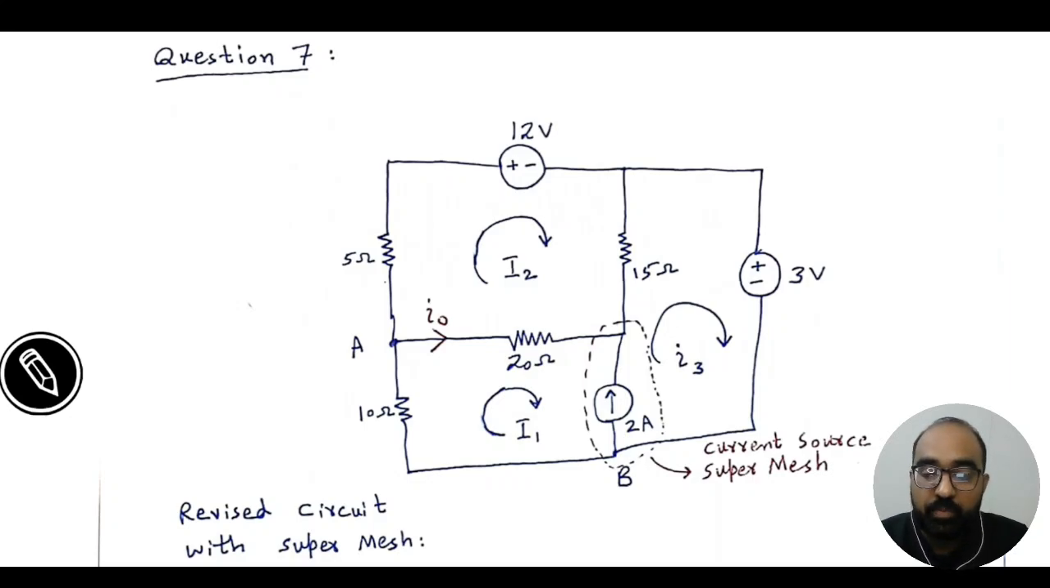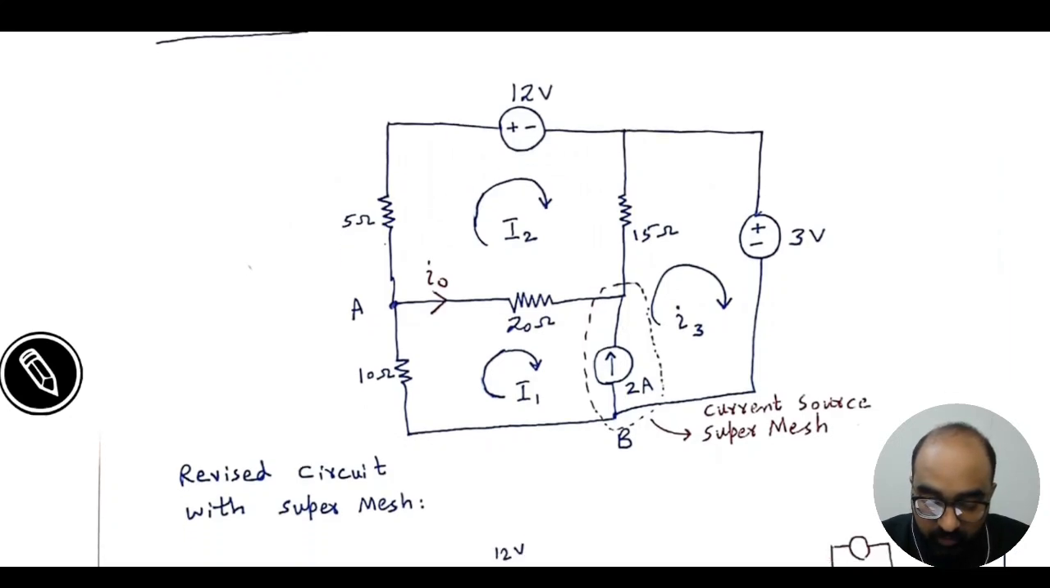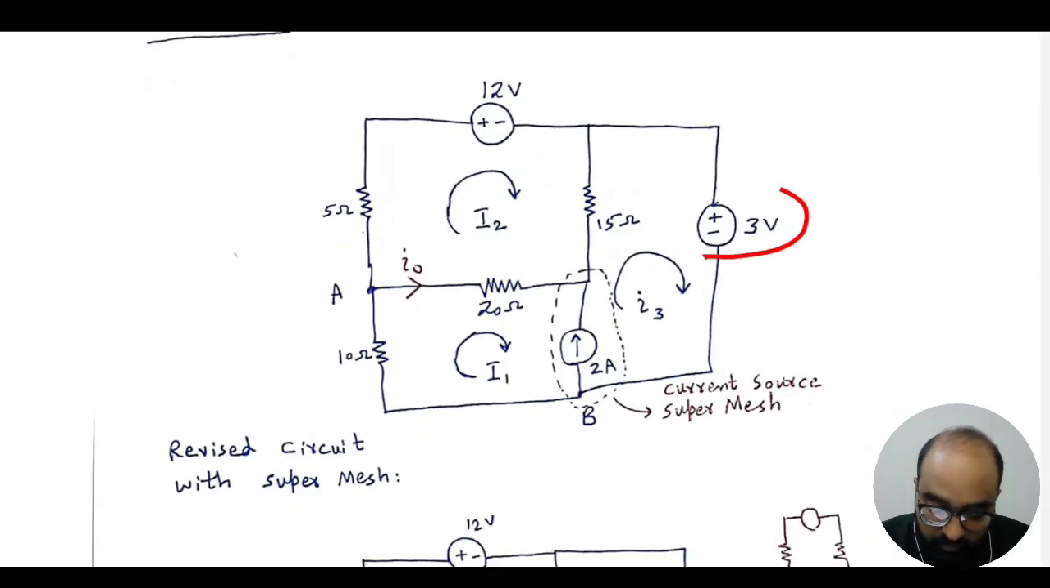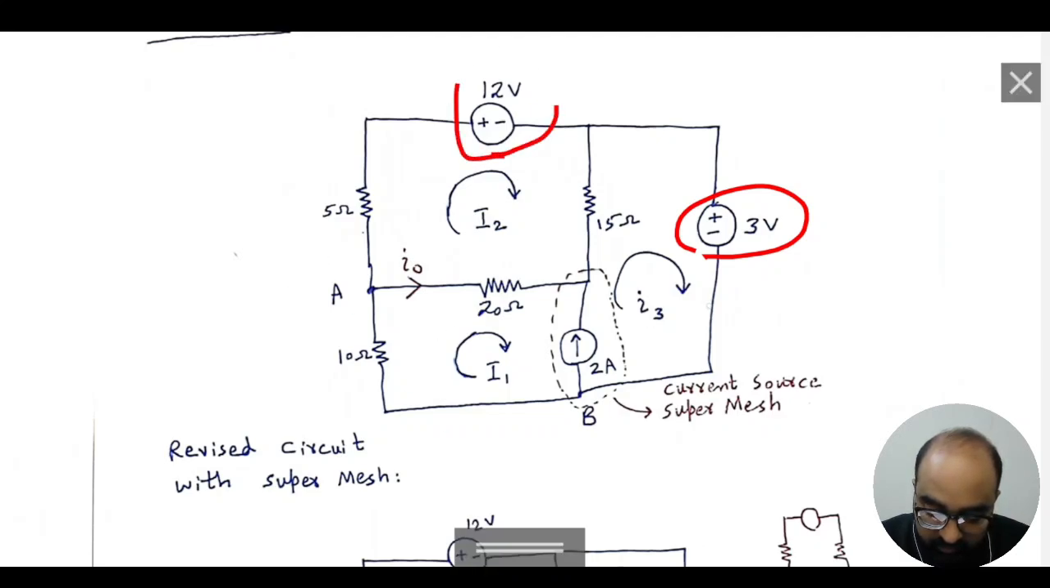Our today's topic is solution of electronic circuit with super mesh involved using mesh current analysis. Here, let's quickly go through the circuit. You can see there are two voltage sources like 3 volt and 12 volt, and similarly certain resistances and one current source.